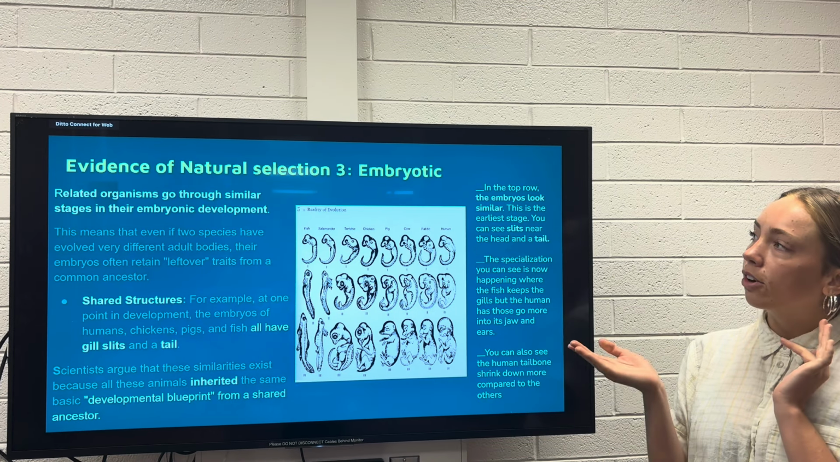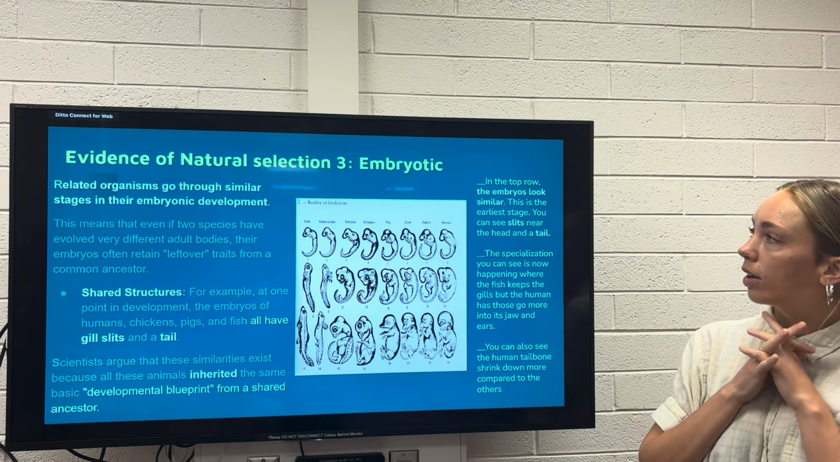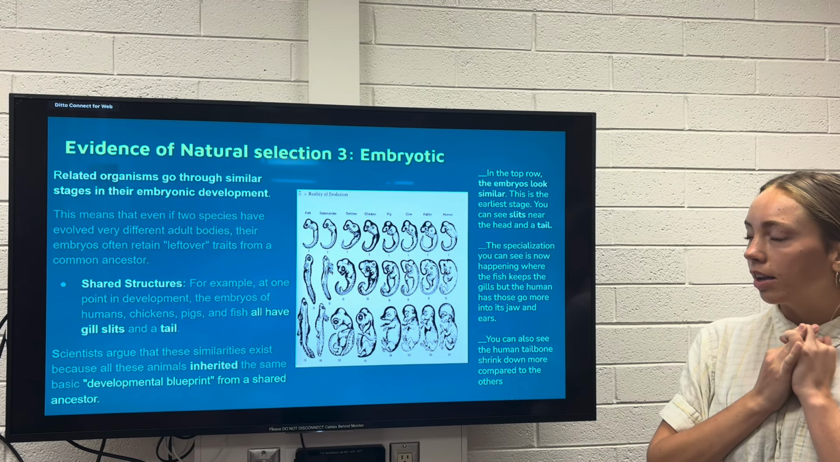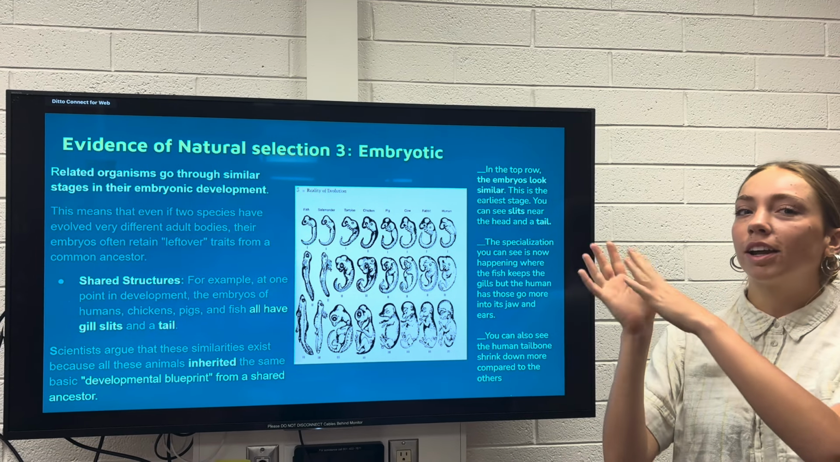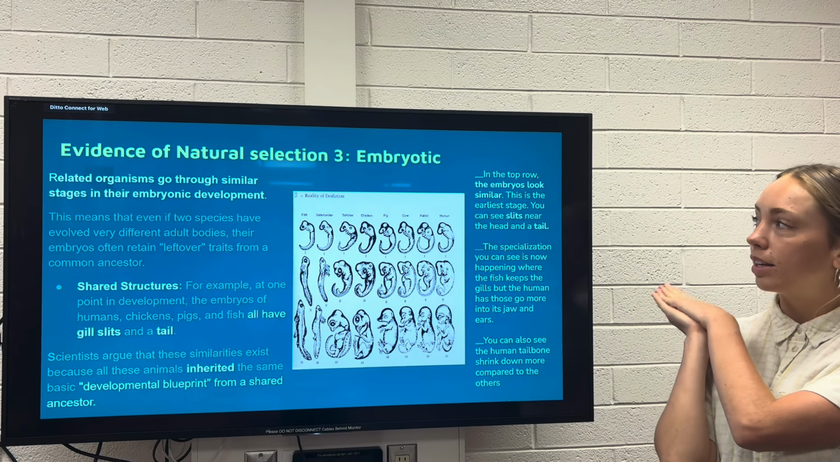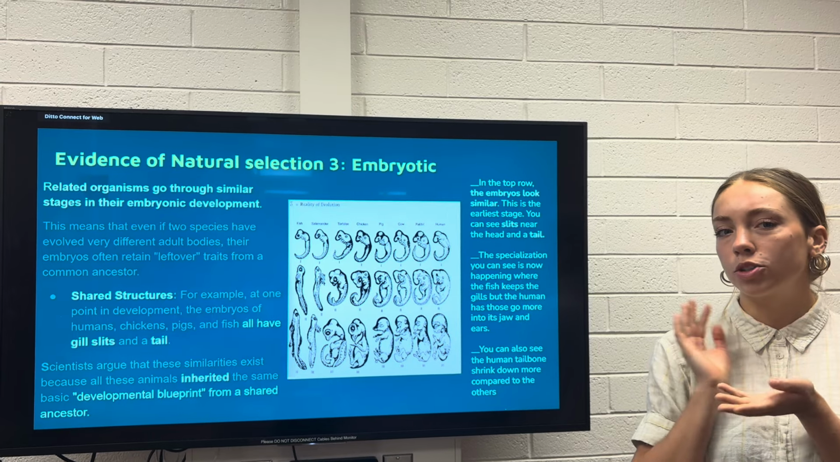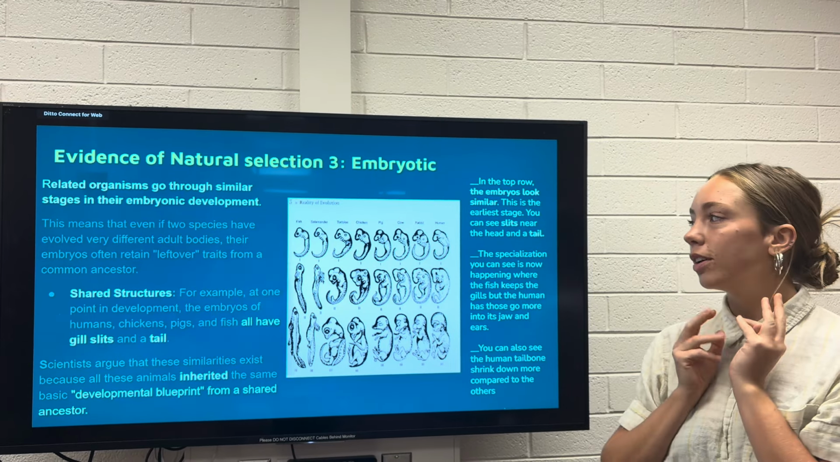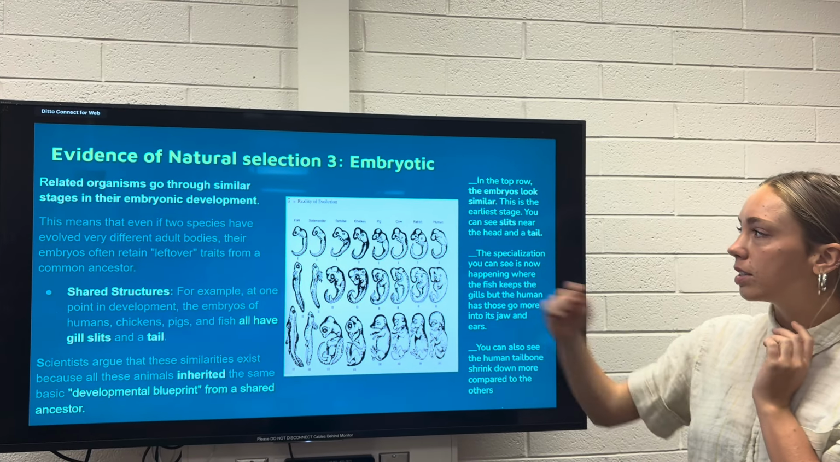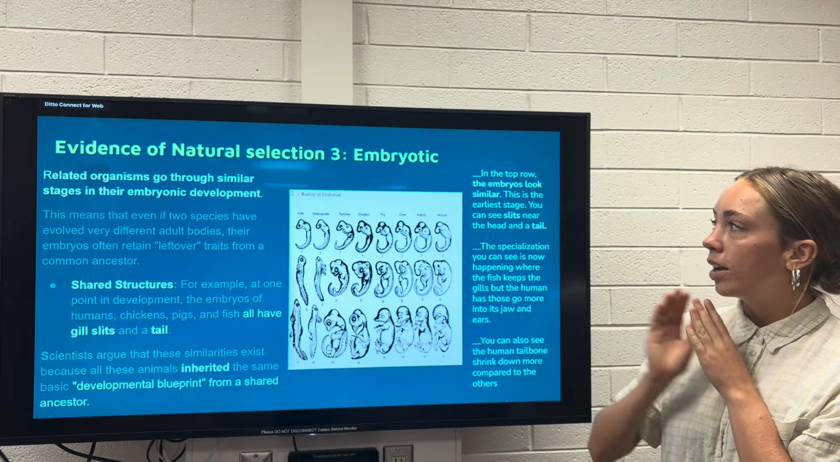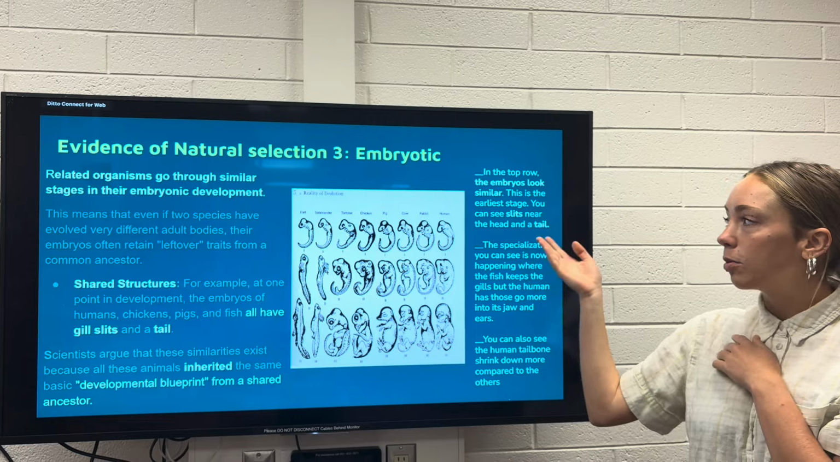Okay, and then another is embryonic natural selection. So this is like the idea that we all connect to one common ancestor, which is not shown with a mature body of an organism, but you can see that with the embryos, they all look pretty similar, even though there's fish, chicken, pigs, and humans.